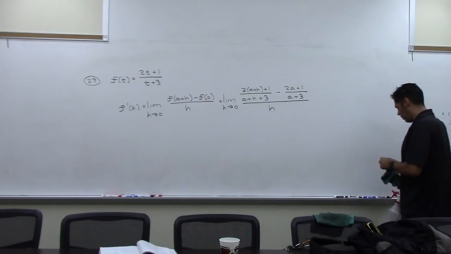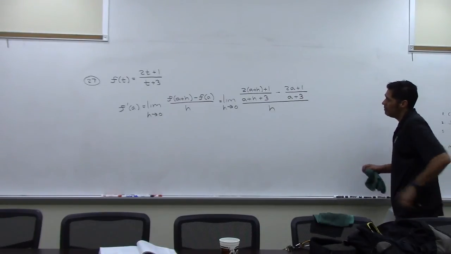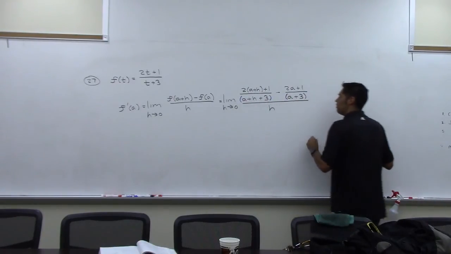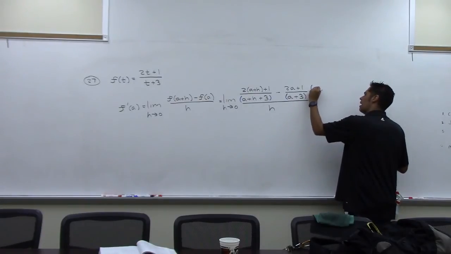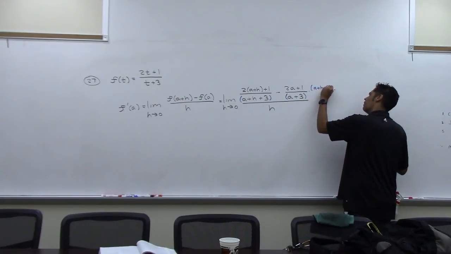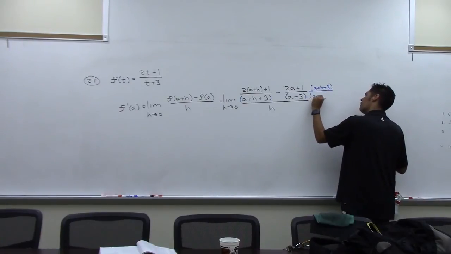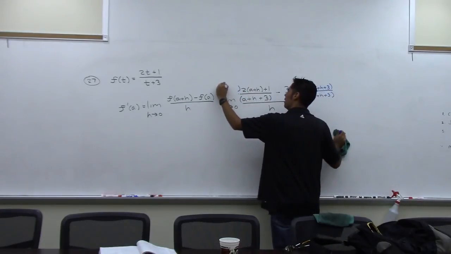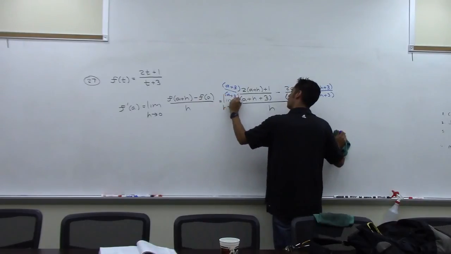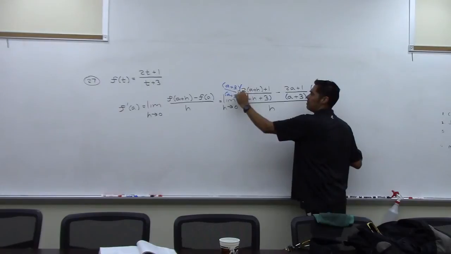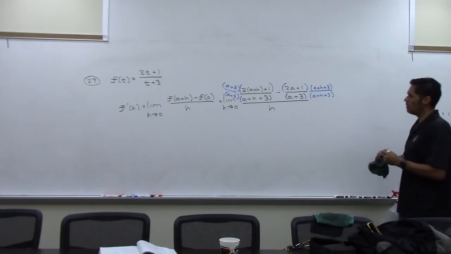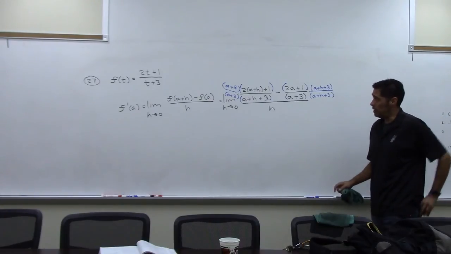And I have a very complex fraction here. I need a common denominator, which should consist of both this piece and this piece. So I'm going to multiply the top and bottom of this one by a plus h plus 3, and the top and bottom of this one by a plus 3 over a plus 3. Keep in mind, this has to be in parentheses right there because it's like two pieces. Same with this, parentheses right there. Oh, nasty.